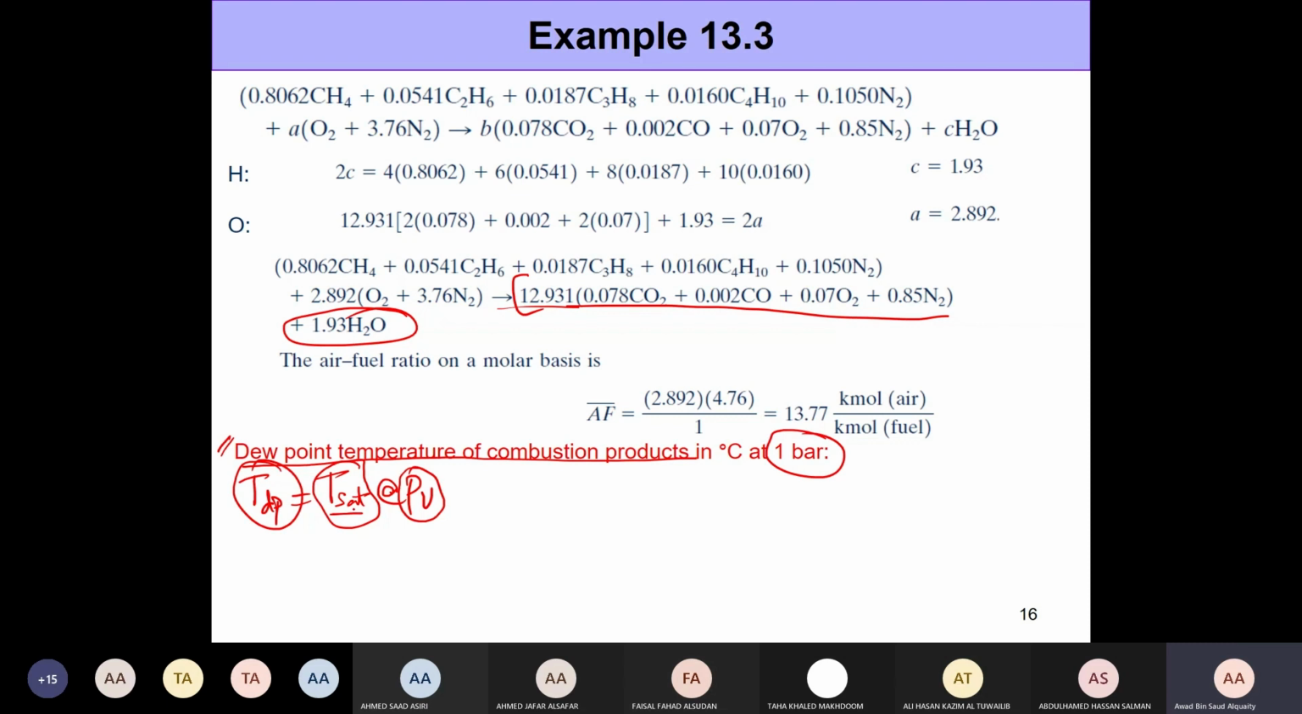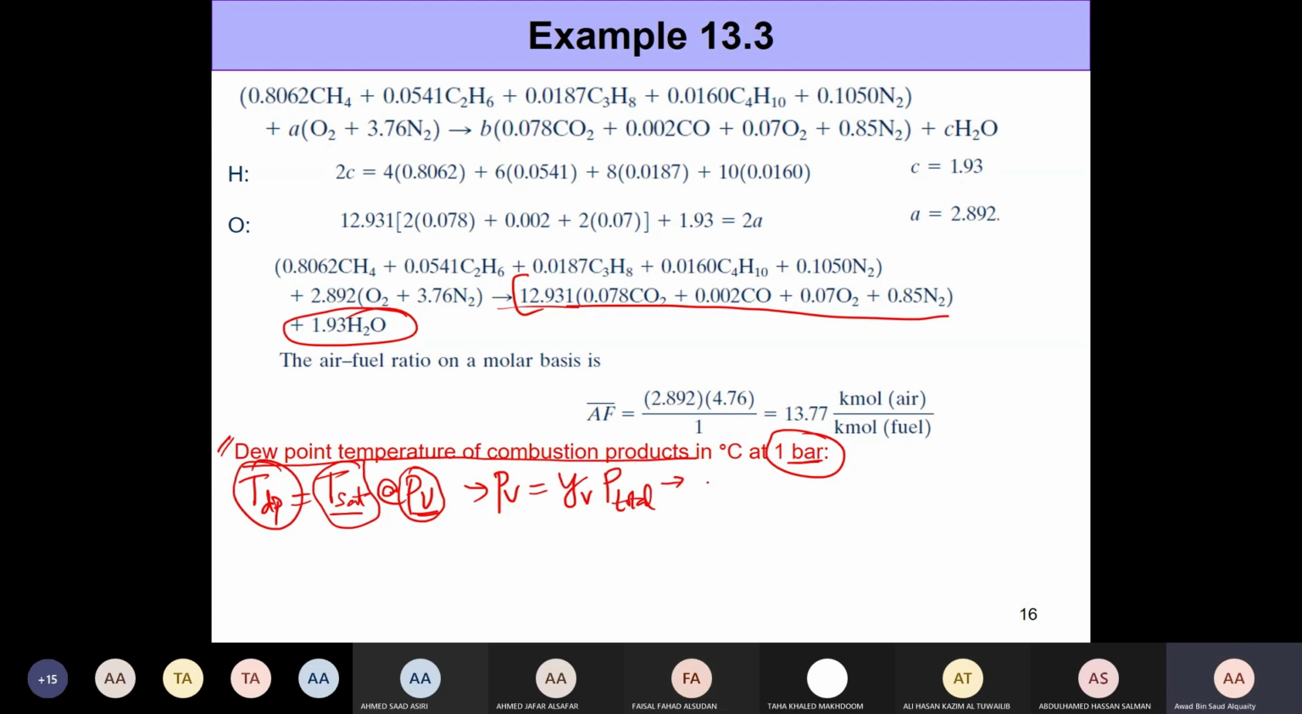So we just need to calculate the saturation temperature here. Now for us to calculate the saturation temperature, we need the partial pressure of water vapor, and here we just know the total pressure. By the definition, the partial pressure of water vapor is simply equal to the mole fraction of water vapor, let me write Yv, times the total pressure. Now the total pressure is given as 1 bar.